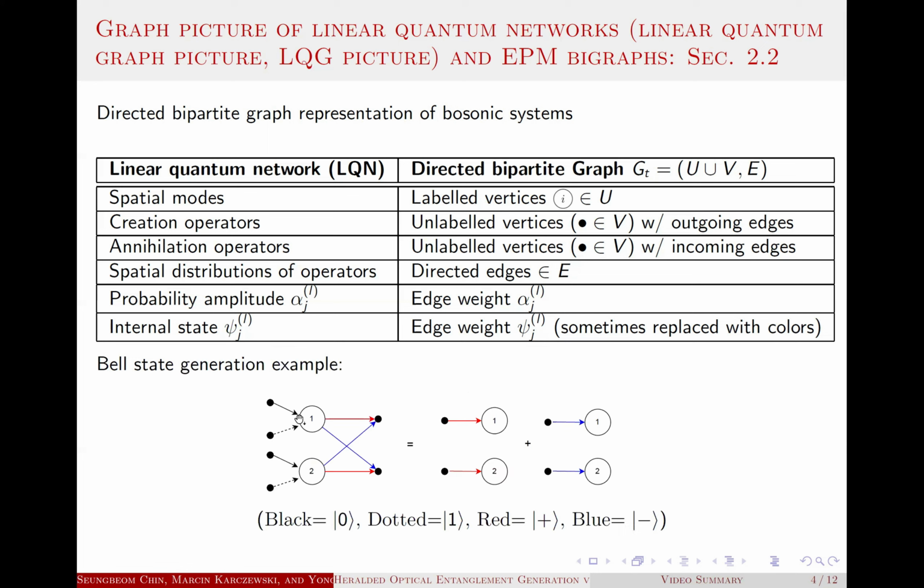As an example, this graph represents a sculpting scheme to generate a Bell state. Since there are 4 unlabeled vertices which have outgoing edges to the labeled vertices, we have 4 creation operators in the input modes, and then at the output modes, we detect or subtract 2 operators or particles, which corresponds to the heralded scheme of generating a Bell state. Once you check the mapping rule from this bipartite graph to operators, you can directly check that this graph identity holds. And since here red and blue represent the internal states plus and minus, the final state is nothing but a Bell state.